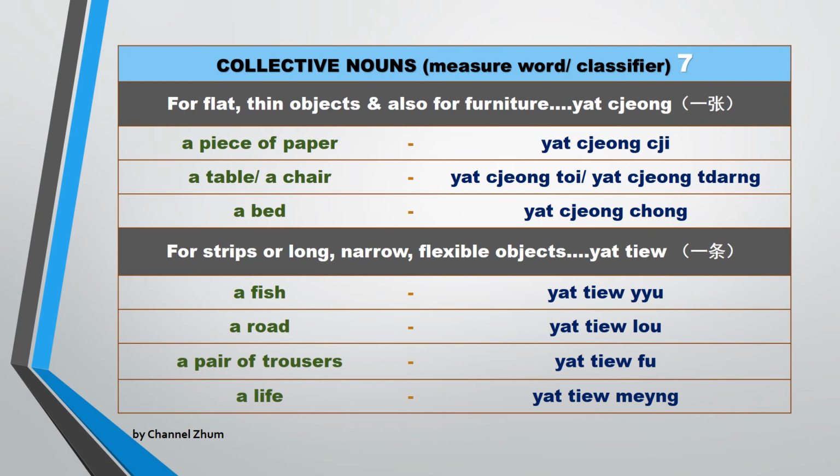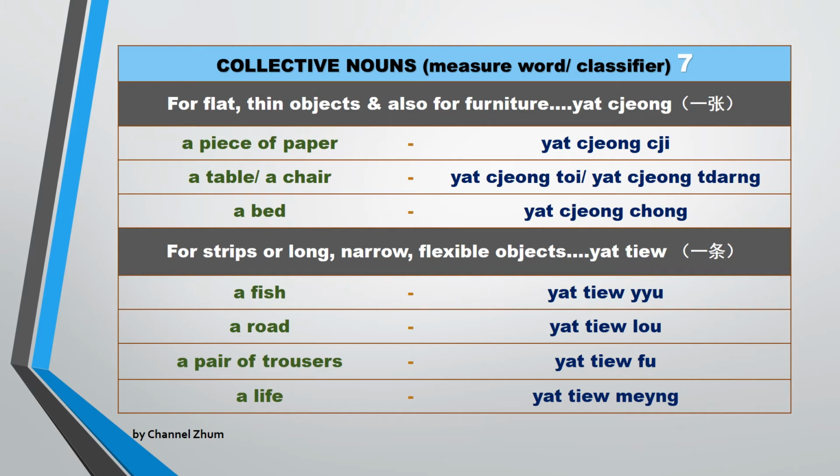For flat, thin objects, and also for furniture, 一張. A piece of paper, 一張紙. A table, 一張台. A chair, 一張凳. A bed, 一張床.